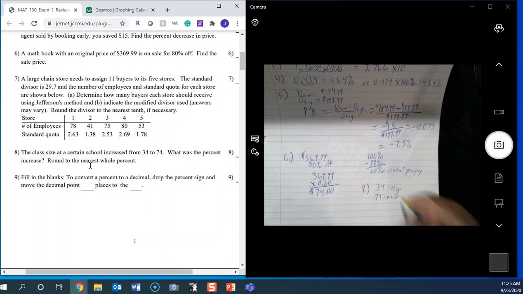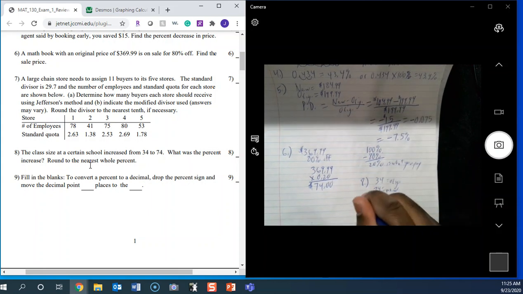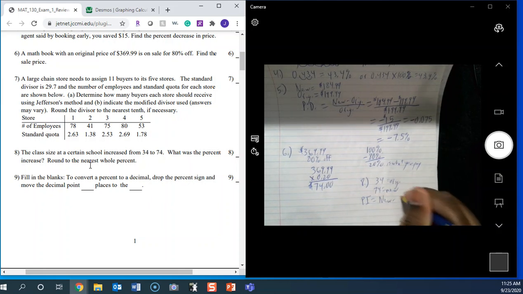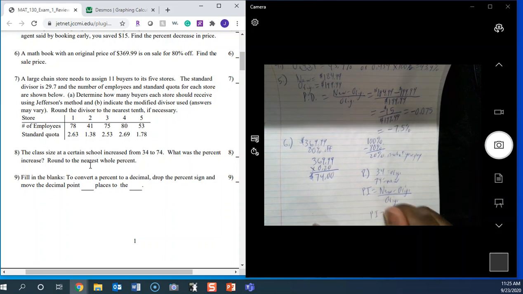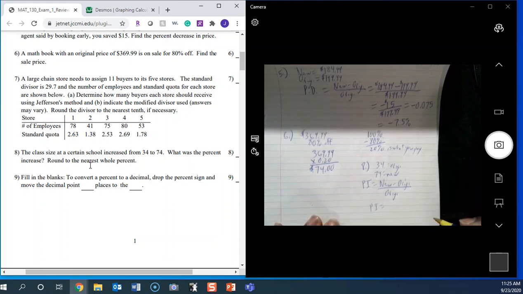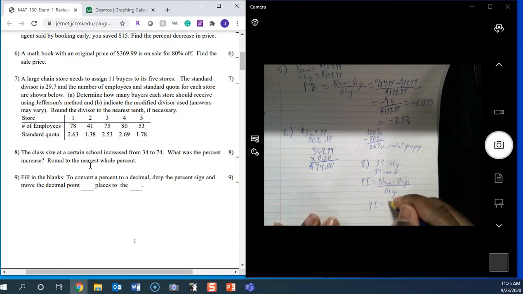74 is the new value. Now remember, I told you we do the same thing for percent increase as we did for percent decrease. We have new minus the original divided by the original. So for percent increase, the new value is 74. The original value is 34, and we divide by 34. So this would be 40 divided by 34.